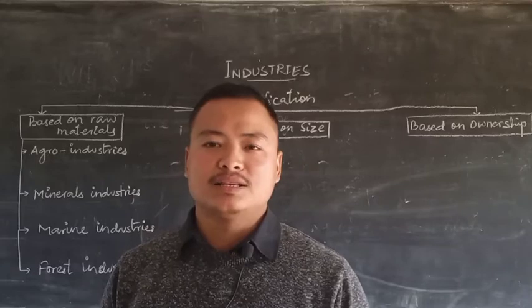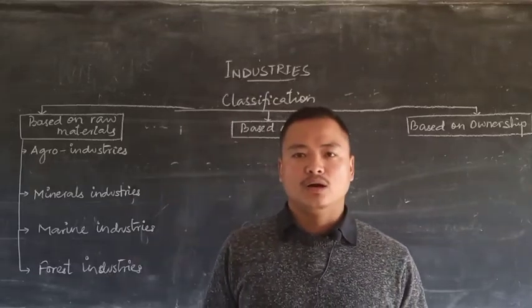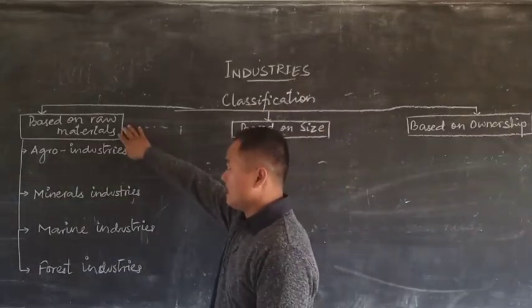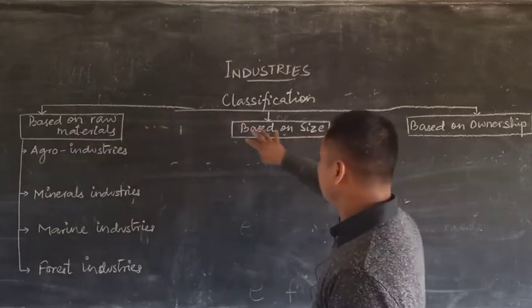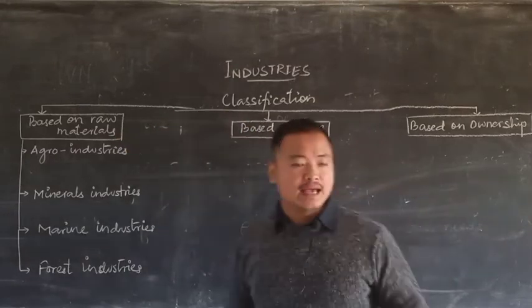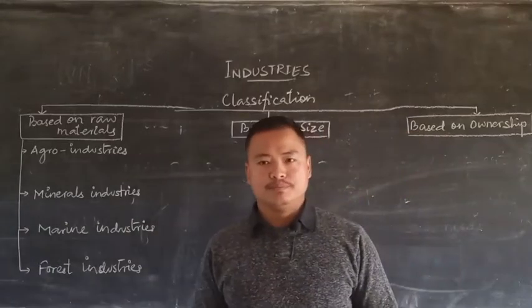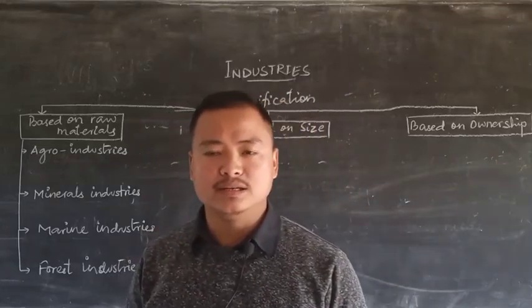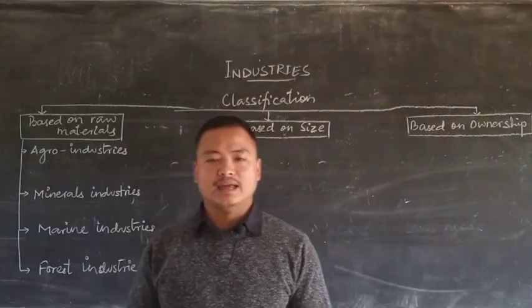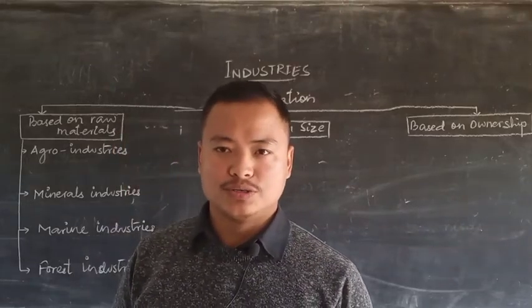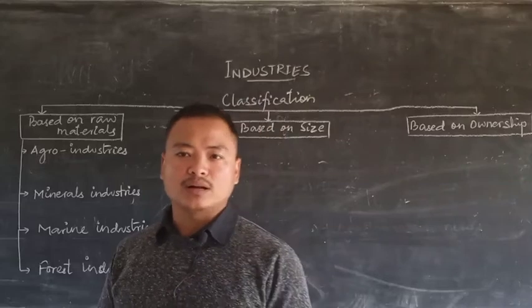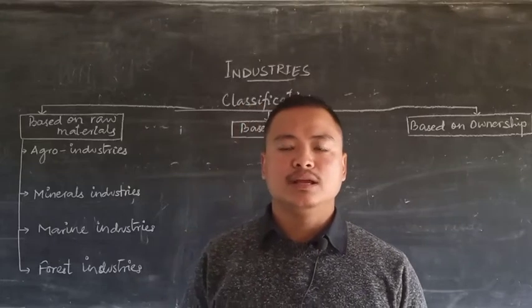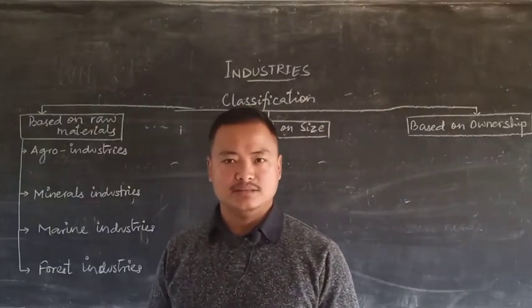Now let's discuss the classification of industries. On broad classification, industries are divided into three categories: one, based on raw materials, the other based on size, and the third based on ownership. So these are the three broad classifications of industries: on the basis of raw material used, on the basis of size, and the third one based on ownership. Now these three broad classifications are further classified into subtypes. So let's first discuss the industries that are based on raw materials.